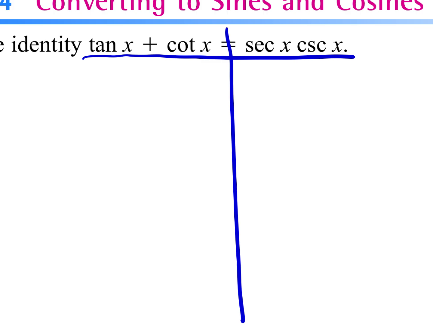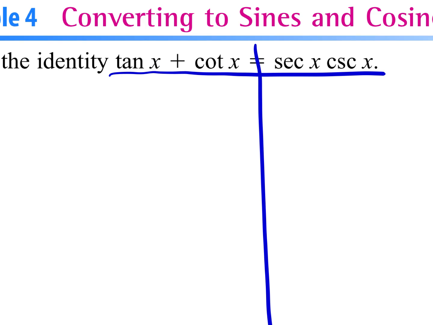There's more than one right way to do these questions. Your work could be different than somebody else's, but you'll still end up with the same answer. So there's more than one right way to do these. Just make sure you're simplifying correctly. Let's simplify the left side. What would you want to do to simplify the left side? Sine over cosine plus cosine over sine. Awesome. Let's change tangent to be sine over cosine. And cotangent we can change to cosine over sine.